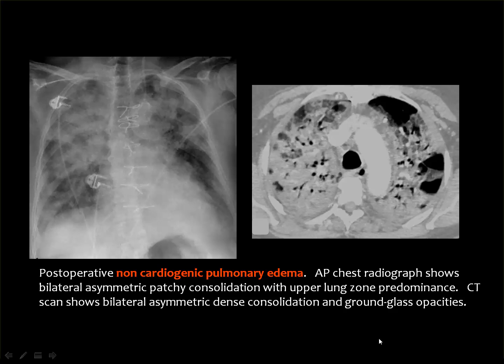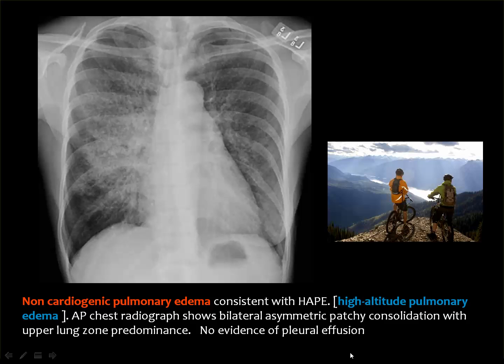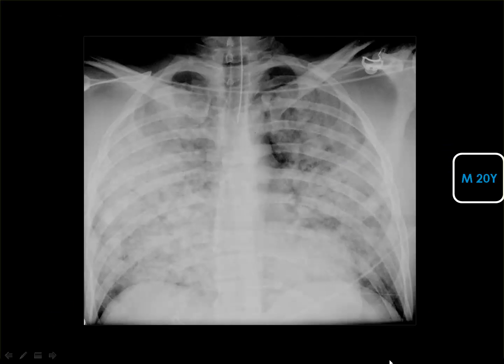This is a post-operative patient with development of pulmonary edema, and you see the extensive opacities, and you see also the opacities on the CT scan. One of the causes of non-cardiogenic pulmonary edema is the high altitude edema, and the chest X-ray showed almost similar appearance to the previously displayed chest X-rays of pulmonary edema.